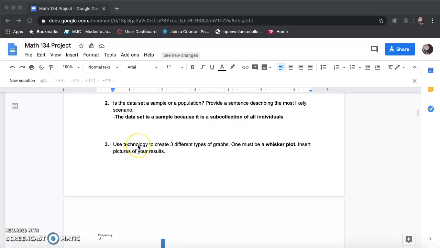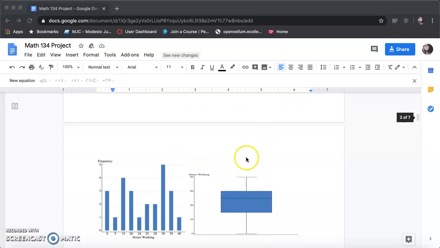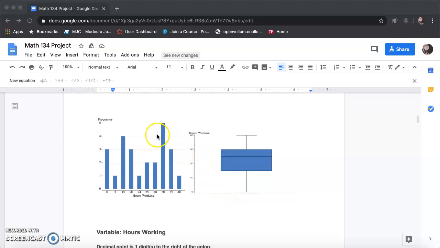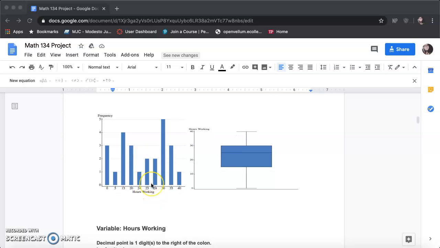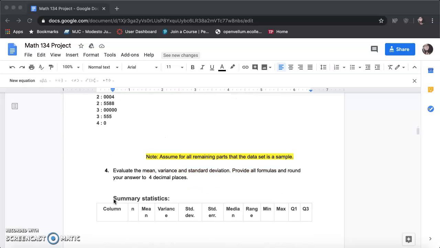In question 3, it wants us to make 3 different types of graphs using our technology. One has to be a whisker plot, so our whisker plot is here. Our next graph that we made was a bar graph. Then we made a stem and leaf plot using StatCrunch.